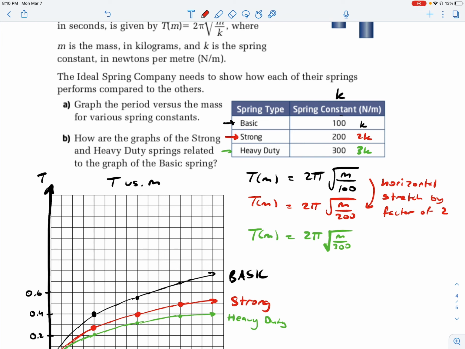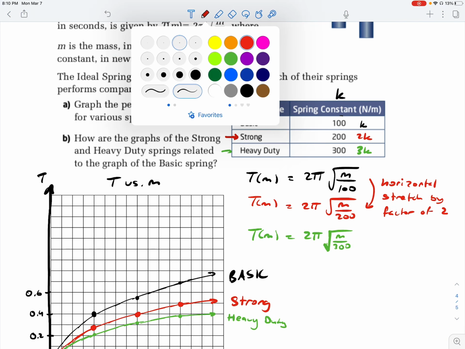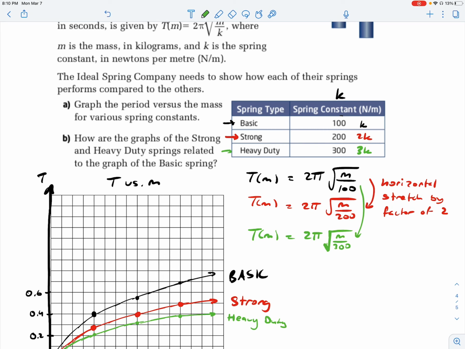So if you think about it, if I were to take this and multiply by a half on the inside, I would end up getting this. So that would represent a horizontal stretch by a factor of 2. For this one, to go from here to here, it's like I'm multiplying by 1 over 3. So that'll be a horizontal stretch by a factor of 3. Okay. So remember, if you can tell that you're multiplying by something small, you know it's going to be bigger and it's going to become a stretch.